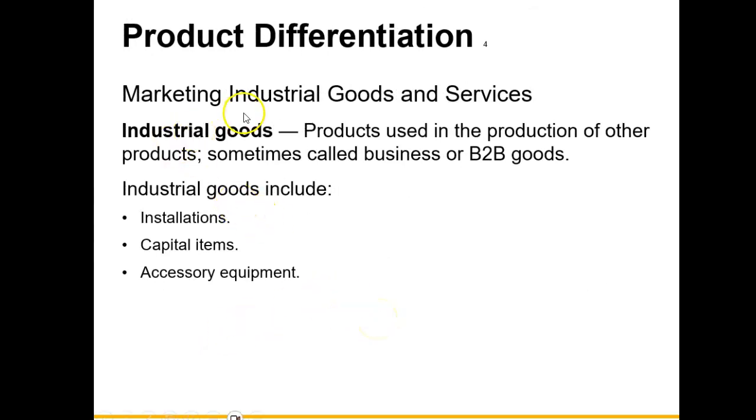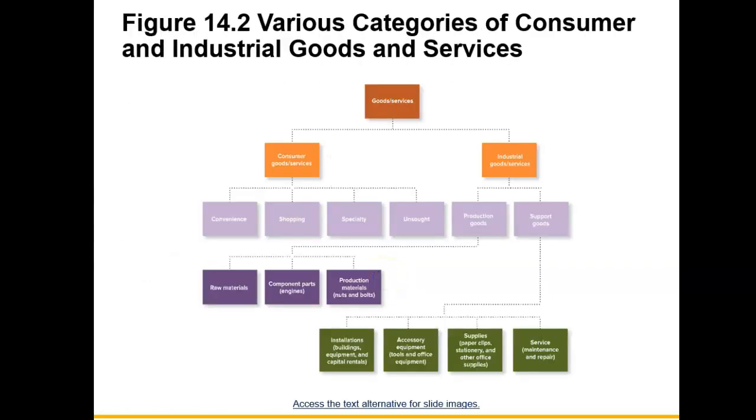Product marketing, industrial goods and services. Let's talk a little about industrial goods. These are products used in the production of other products, sometimes referred to as business or B2B goods. So again, industrial goods are products that we need to make other goods. Industrial goods include insulation, capital items such as wood, steel, etc., and accessory equipment. So we need these industrial goods in order to make other products.